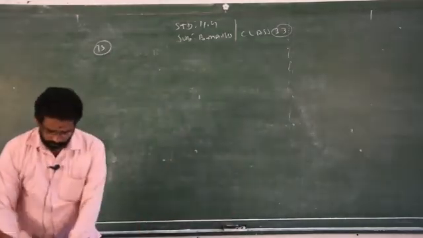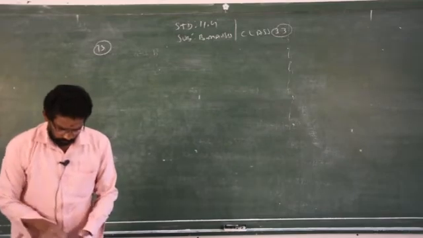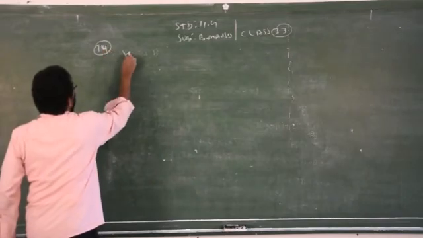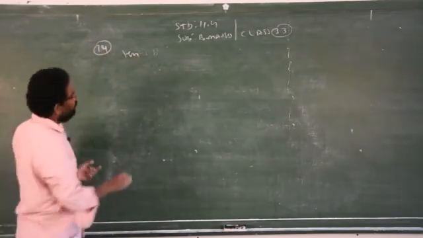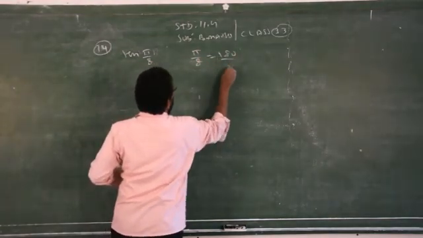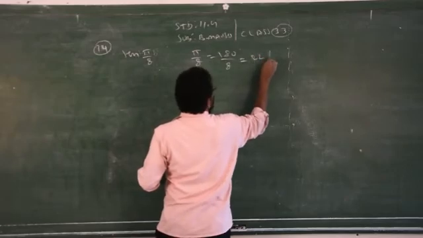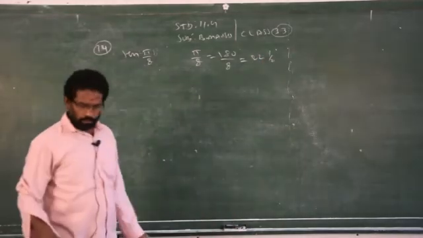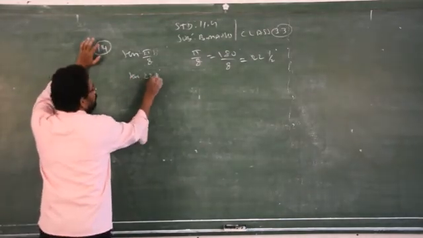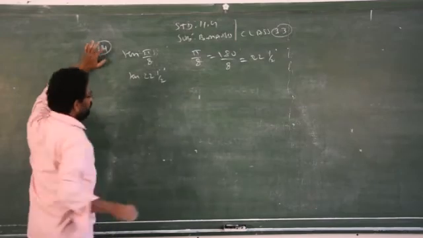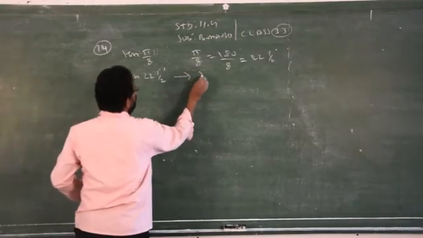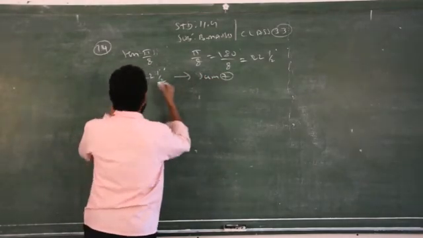Now sum number 14. You are asked to find out the value of tan pi by 8. So what is pi by 8? That is 180 by 8, which will give you 22.5. That is 22 1 by 2 degrees. So how do you find out the value of tan 22 1 by 2 degree? Either you follow sum number 7. You can follow sum number 7 and prove the result.